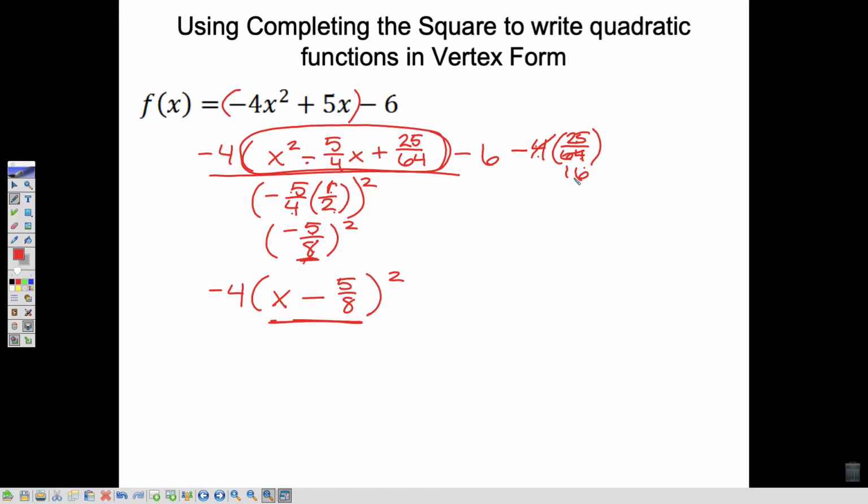Now I have to get common denominators. So I'm going to have to multiply 6 times 16. So 6 times 6 is 36, carry a 3, so 96. So negative 96 minus 25 over 16. So you add them: 96 and 25 is 121 over 16.